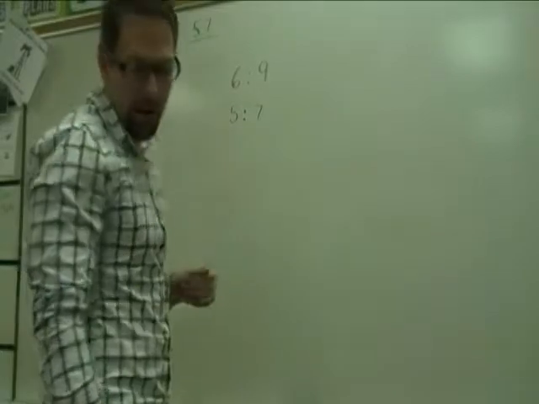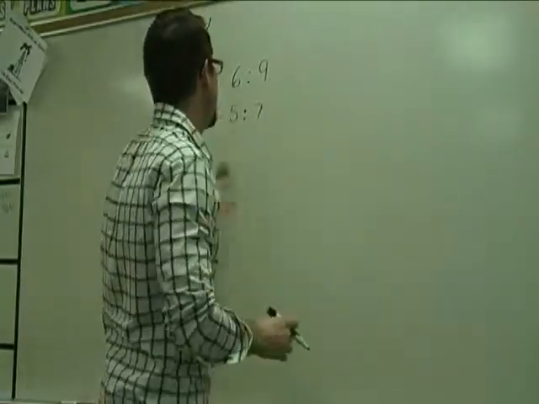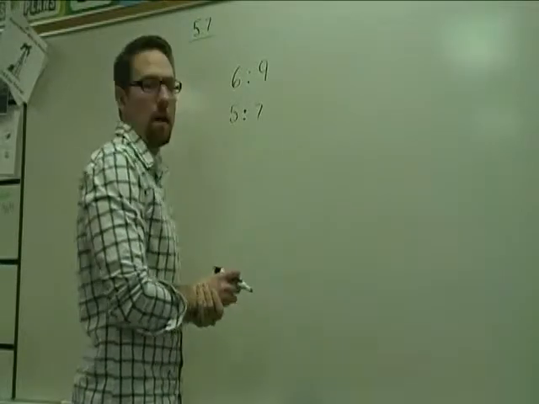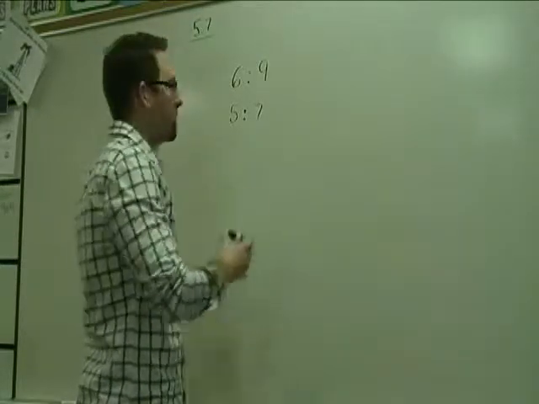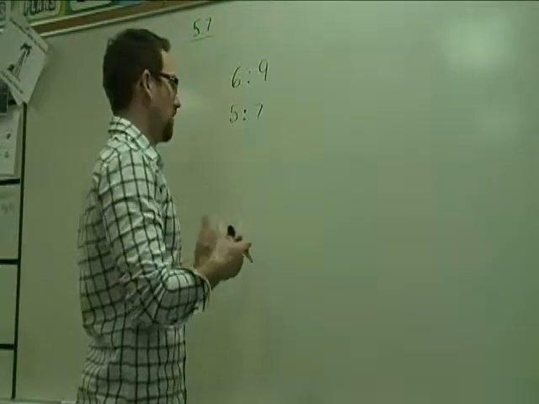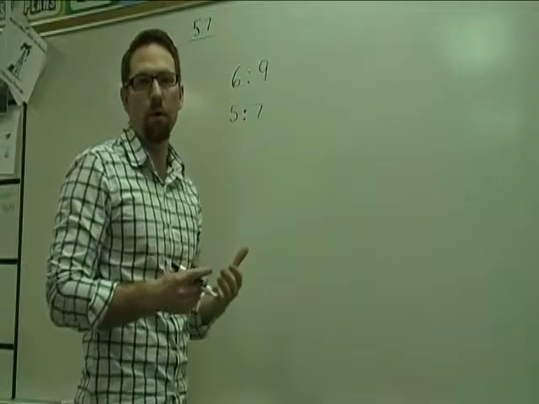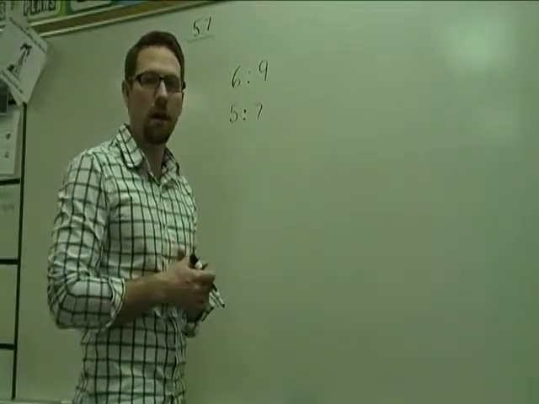Okay, assignment 5.7, question 4. It's simply asking you to compare some ratios. Ratios are difficult to compare. When you just look at it, you can't really say, well, 6 out of 9 is bigger or smaller than 5 out of 7. But we can convert it to different forms that are much, much easier to compare.